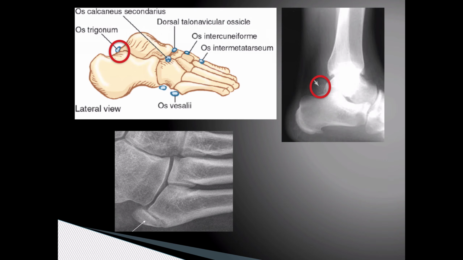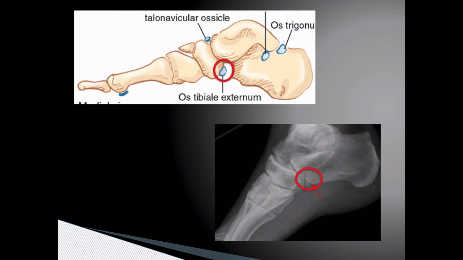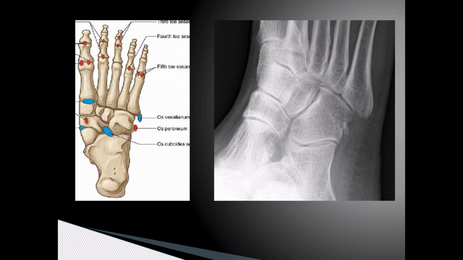The first bone is the os trigonum. This sesamoid bone can be confused for a posterior talar fracture. The next sesamoid bone is the os vesalianum, which can often be confused with a base of the fifth metatarsal fracture. Next, we have the os tibiale externum. This sesamoid bone is often confused with a cuboid fracture. Lastly, we have the os peroneum. This sesamoid bone is often confused with a base of the fifth metatarsal fracture or a cuboid fracture.